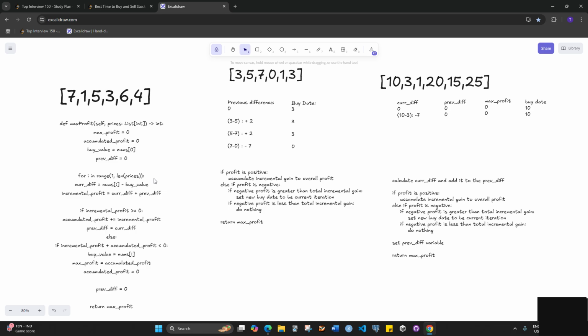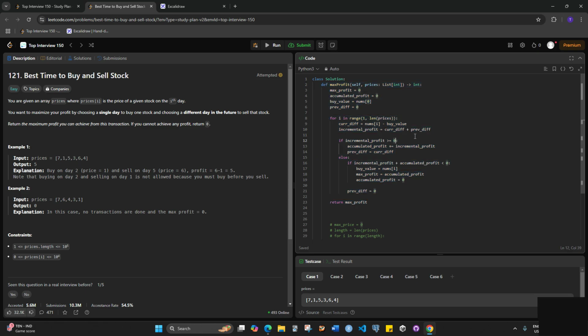the previous diff, which is going to be plus 2. If incremental profit is greater than 0, if incremental profit is greater than 0, and I guess then else over here, if the incremental profit plus accumulated profit is greater than 0, you just don't do anything.